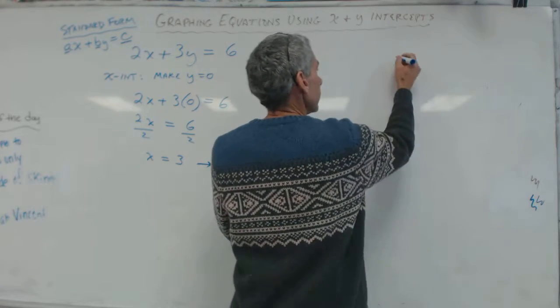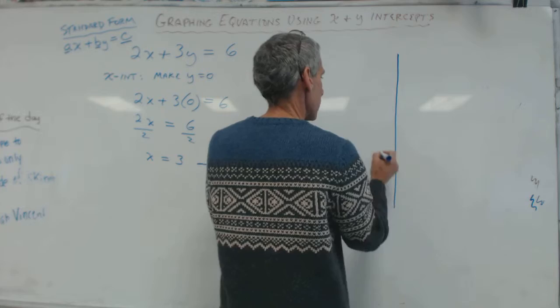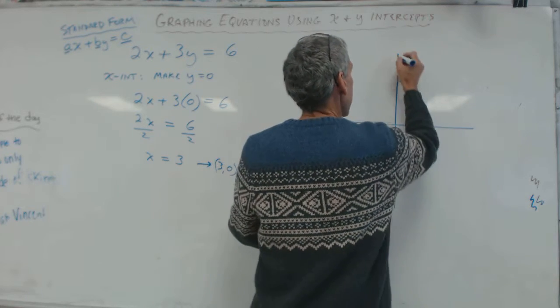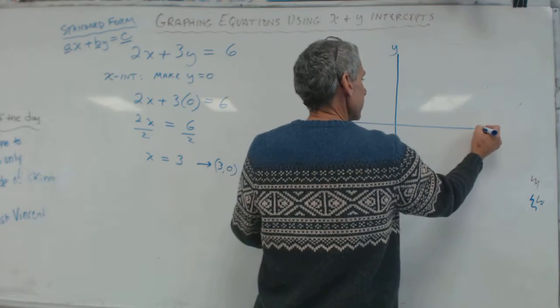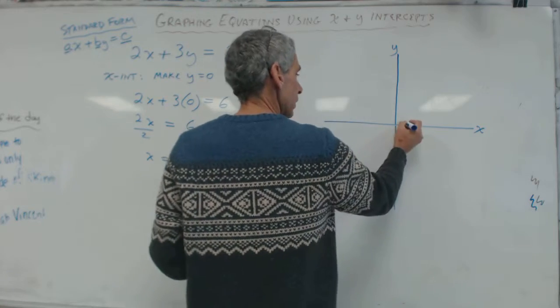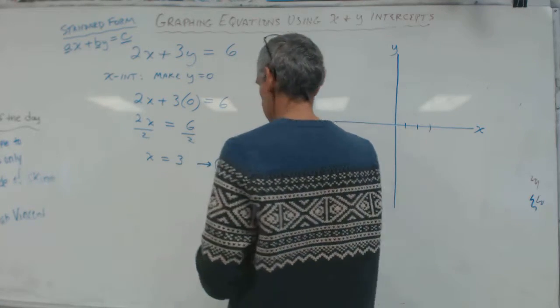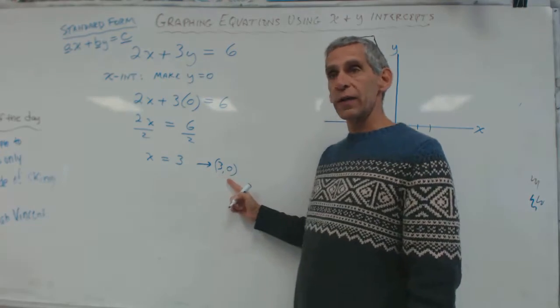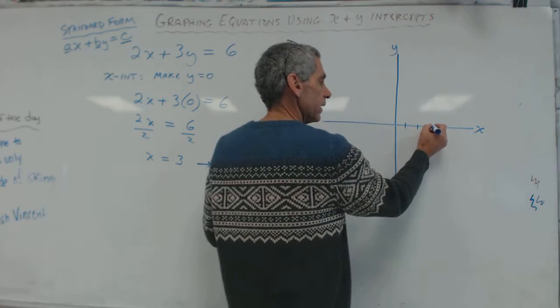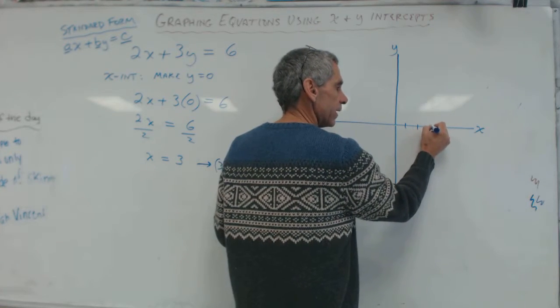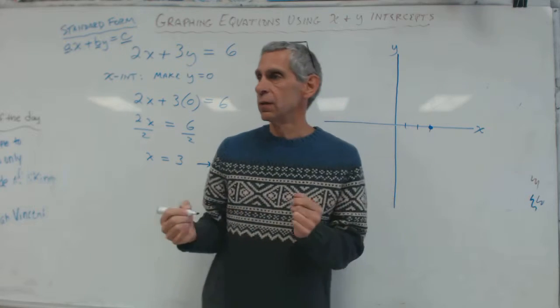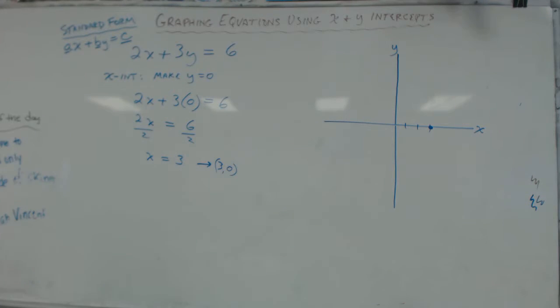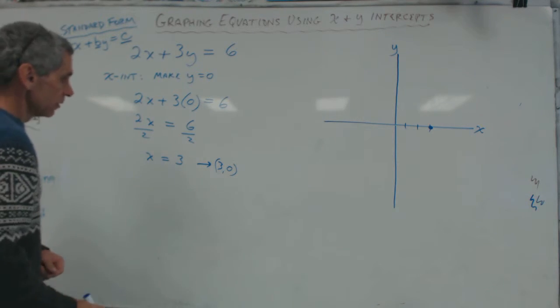That's easy. It's a really fun way to graph. And this is y and this is x, right? So I've got to plot this point, 3, 0. It's going to have to be on the x-axis because it's an intercept, right? Does that make sense? So on the graph, 3, 0.